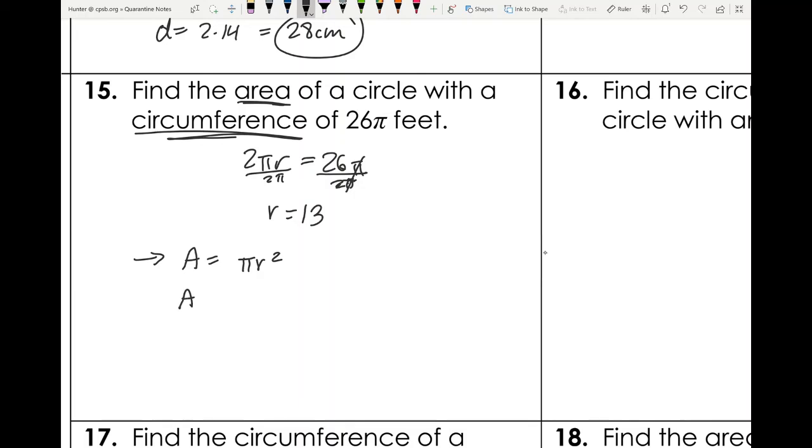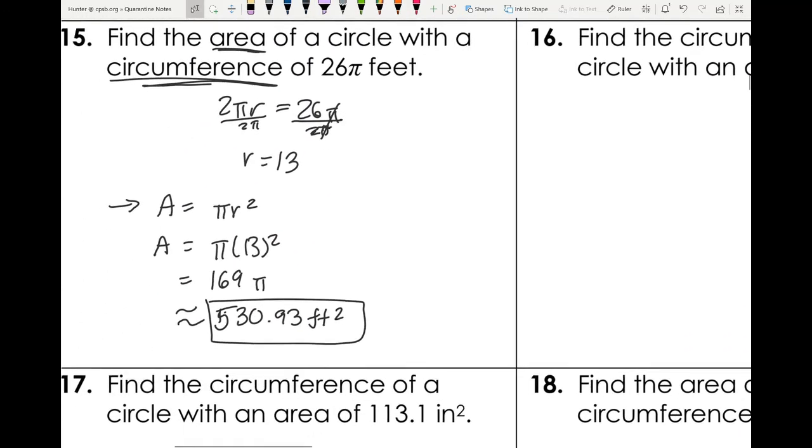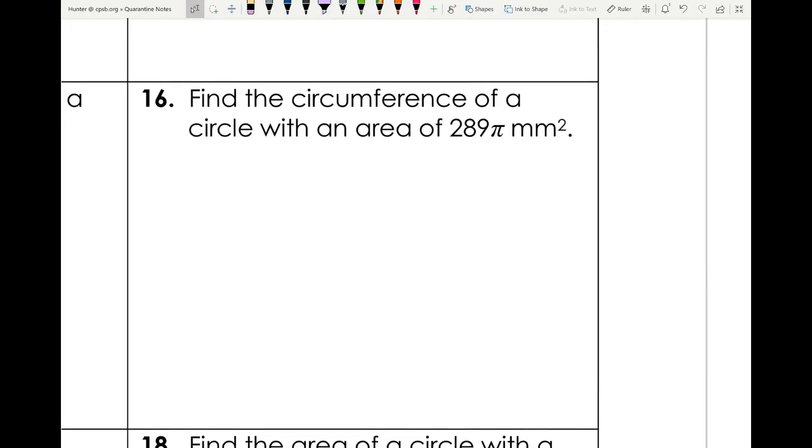So area is equal to pi times 13 squared, which is 169 pi, which is approximately 530.93 feet squared. And that's number 15. A lot of these deal with finding the radius somehow, and then you can find a lot of stuff once you know the radius of a circle.